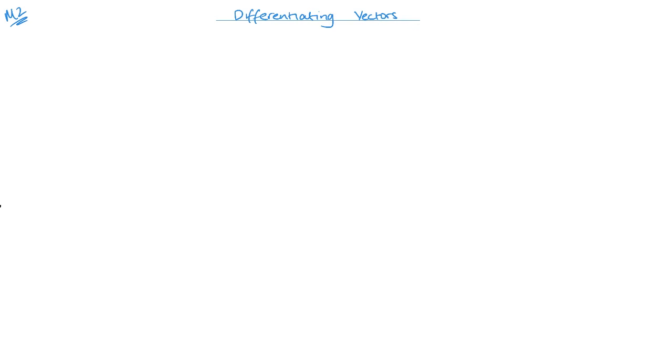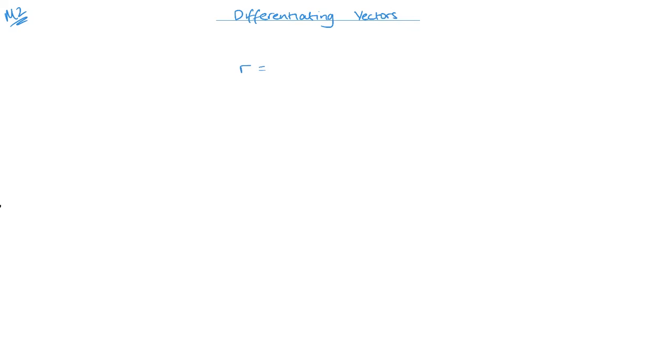Welcome to this mechanics video, M2, on differentiating vectors. We can use calculus with vectors to solve problems involving motion in 2D with a variable acceleration. To differentiate a vector quantity in the form of something i plus something j, we basically just differentiate each function separately.